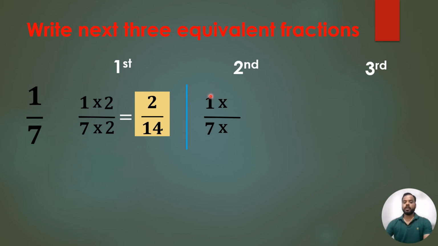So the numerator and denominator are 1 and 7. We are multiplying the same number, 3, in both the numerator and the denominator. So what are we getting? 3 by 21.